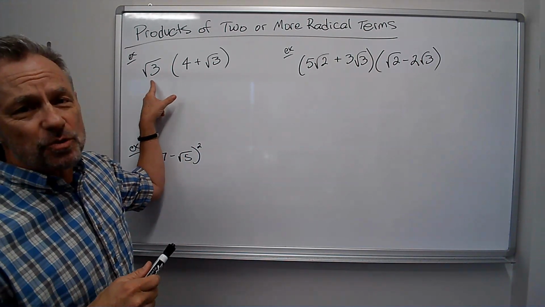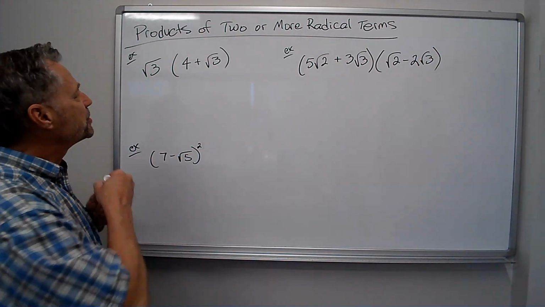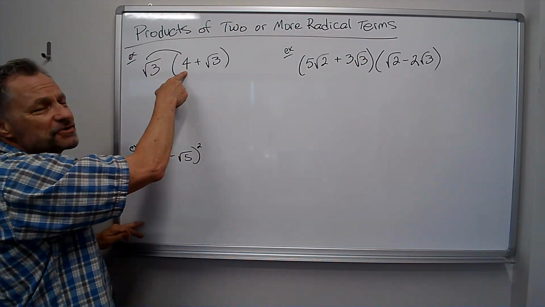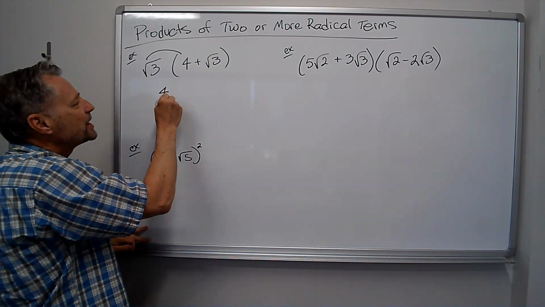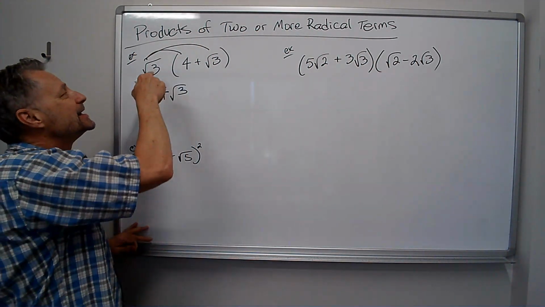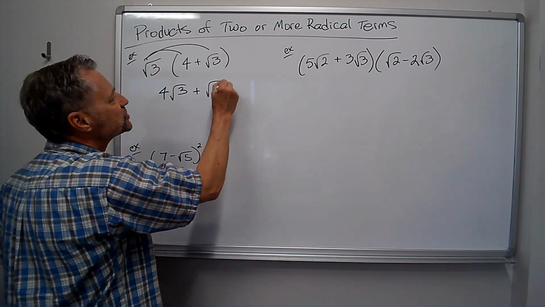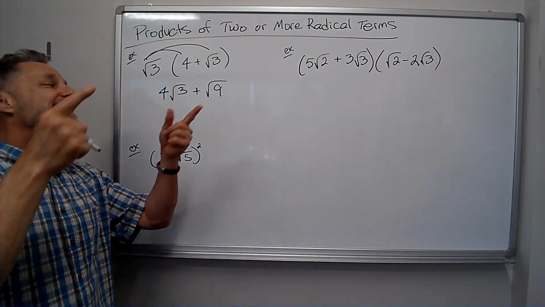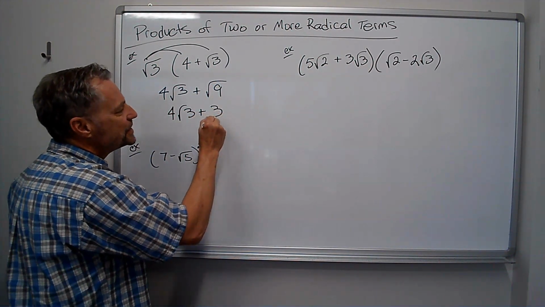So I've got square root of 3 times 4 plus square root of 3. And I'm just using the distributive property here. So I multiply through. This 4 is not inside the square root. This 3 is inside. So when I multiply it, I just get 4 root 3. But over here when I multiply, these are both inside, so I multiply them together. Square root of 3 times square root of 3 is the square root of 9, which can simplify to 3. So I get 4 root 3 plus 3.